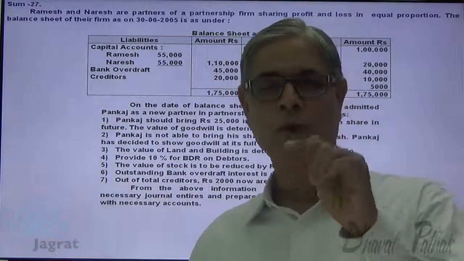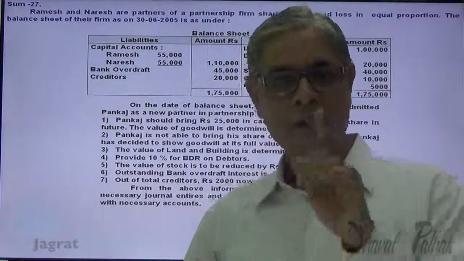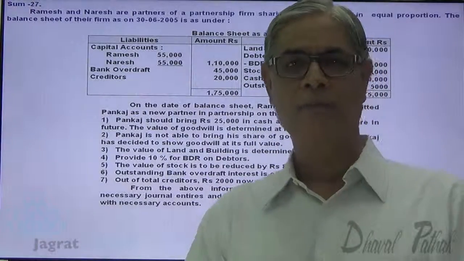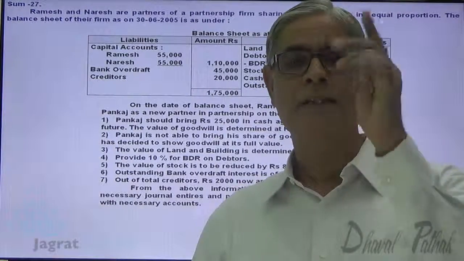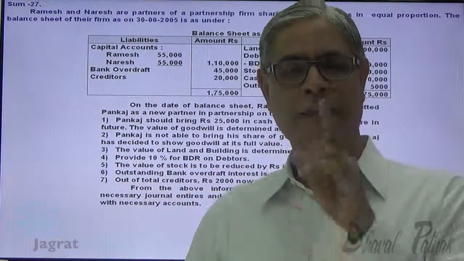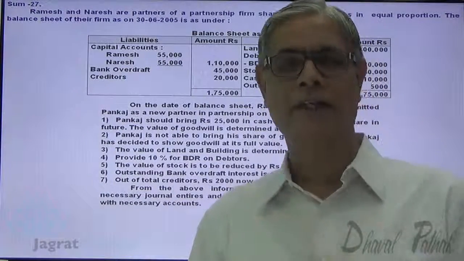So book value 0 means it is not reported in the balance sheet. Its valuation is made at 40,000. So there is an increase in the value of goodwill of 40,000. Increase in value of an asset is a gain. That gain should be credited to the partners' capital accounts in the old profit sharing ratio.